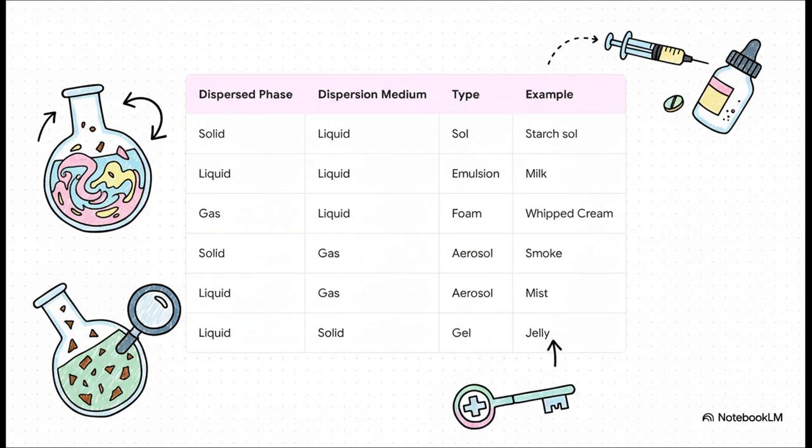You see liquid in liquid, bam! That's an emulsion, like a lot of creams. You see solid in liquid? That gives you a sol, which you can think of as the stable, non-settling cousin of a suspension. This table, honestly, is your first go-to tool for figuring out what kind of formulation you're looking at.